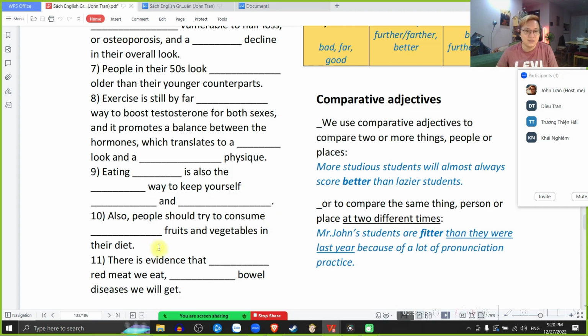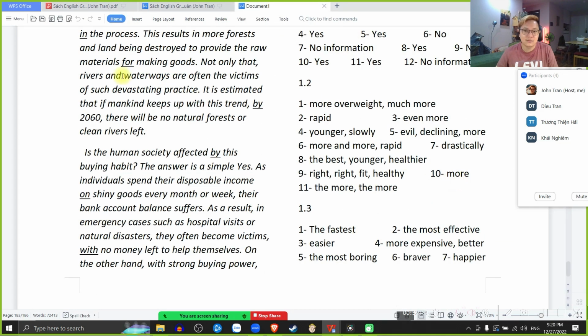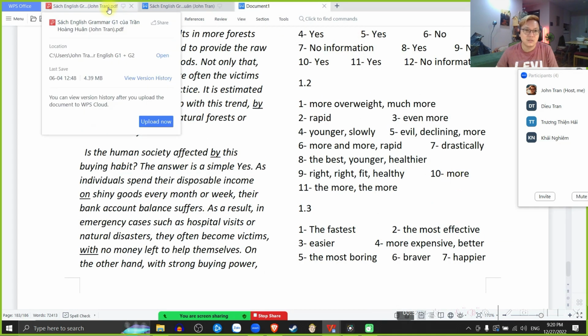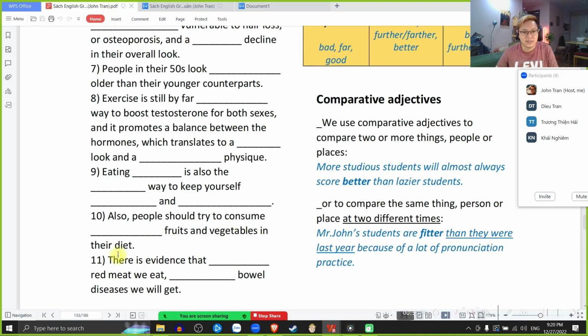Number 10. People should try to consume more fruits and vegetables in their diets. Number 11. There is evidence that the more red meat we eat, the more bowel disease we'll get. The structure "the more... the more..." means the more of something, the more of something else.